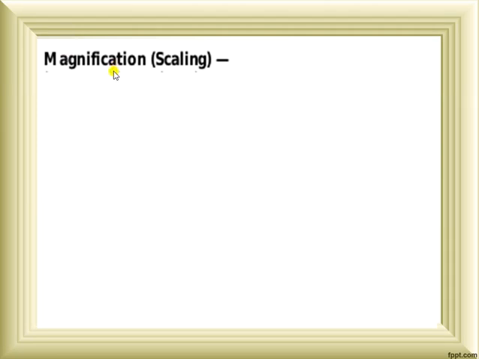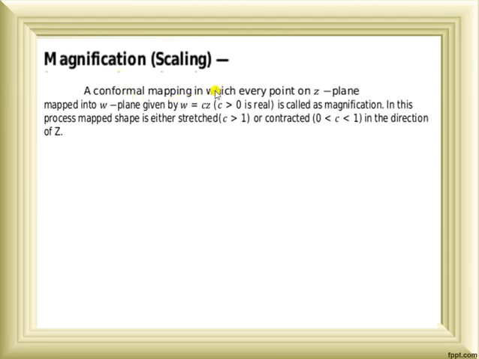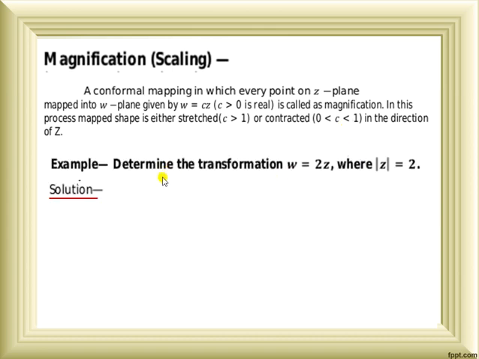So come to the next category, magnification. A conformal mapping in which every point on the Z plane is mapped into the W plane given by W is equal to CZ is called magnification. In this process, the mapped shape is either stretched or contracted in the direction of Z. Look at the first example.